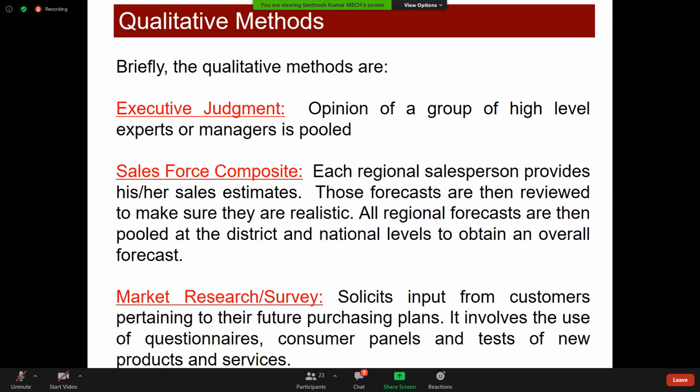And market research surveys solicit input from customers pertaining to their future purchasing plans. It involves the use of questionnaires, consumer panels, and tests of new products and services. Who is going to use it and what they want can all be decided through questionnaires. Those questionnaires again they will make in house, under control. There is a quality house. In that quality house, they keep the questionnaires they prepared and the answers they received.